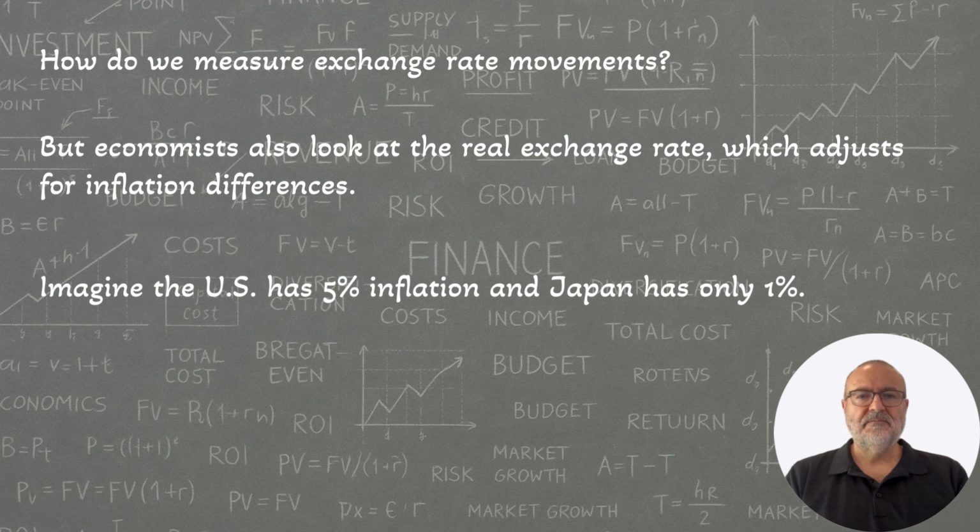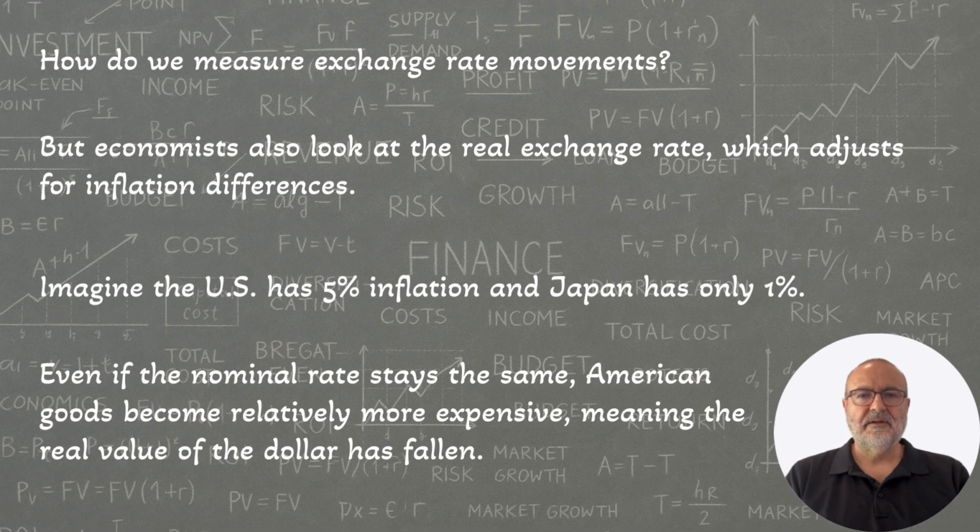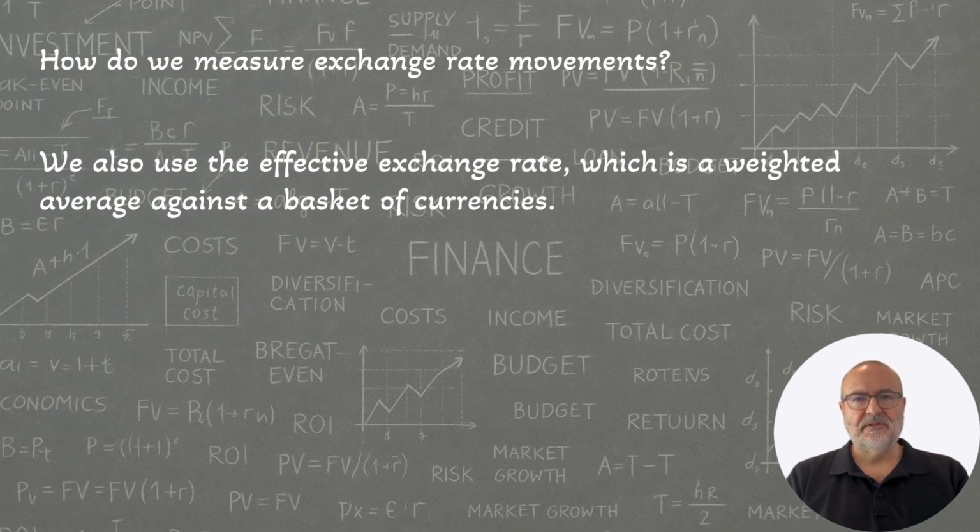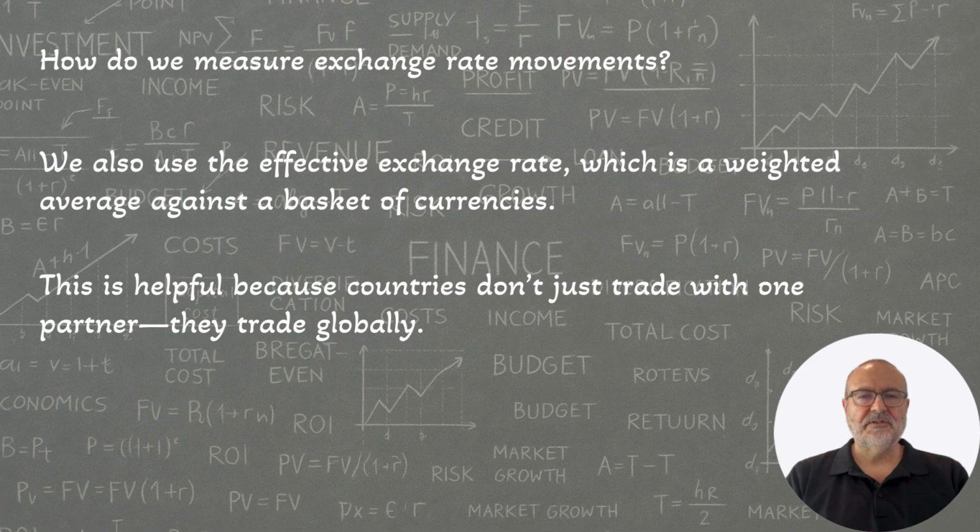Imagine the US has 5% inflation and Japan has only 1%. Even if the nominal rate stays the same, American goods become relatively more expensive, meaning the real value of the dollar has fallen. We also use the effective exchange rate, which is a weighted average against a basket of currencies. This is helpful because countries don't just trade with one partner, they trade globally.